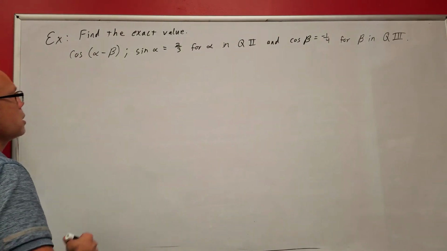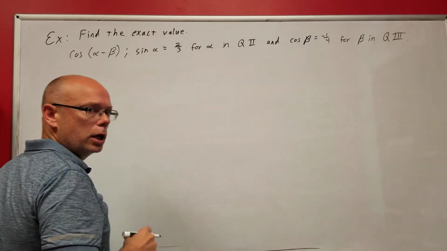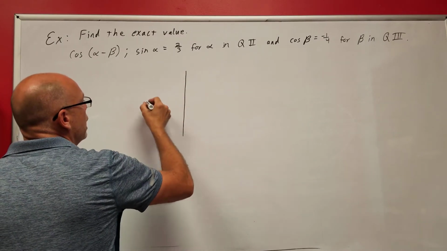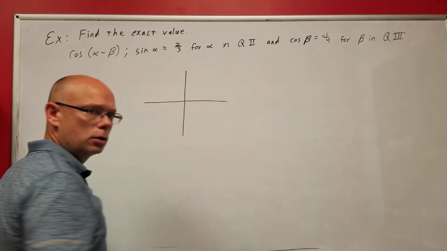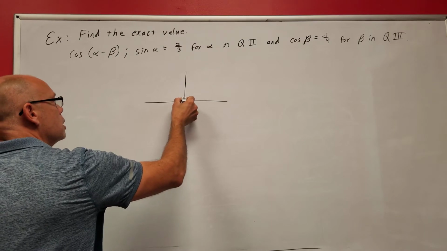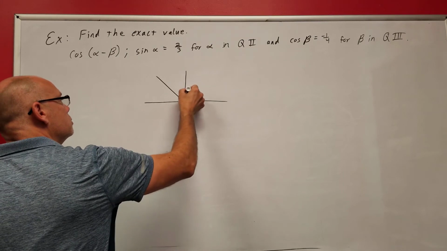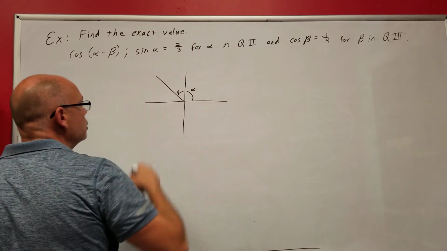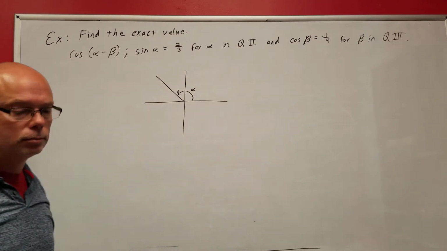So what I'm going to do is draw a picture of each one of these situations. Like draw a picture of alpha. What do we know about alpha? For alpha in quadrant 2, what they mean is the terminal side of alpha is in quadrant 2. So we're going to have an angle alpha that looks like this. The terminal side of it is in quadrant number 2.